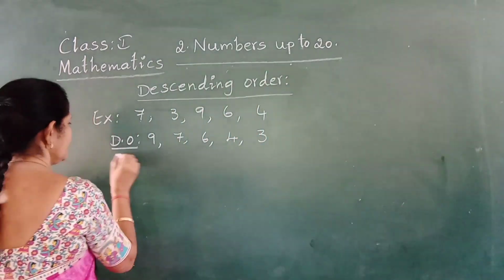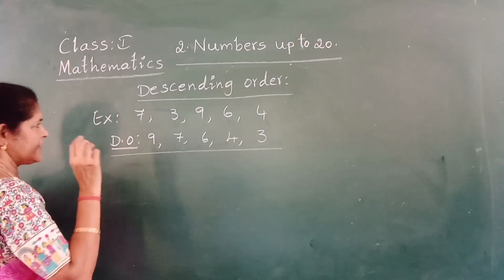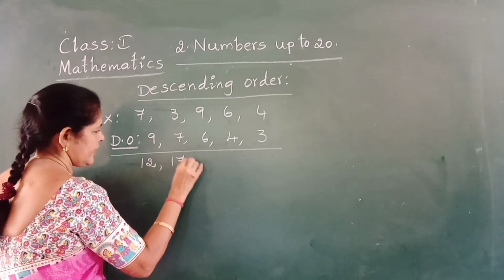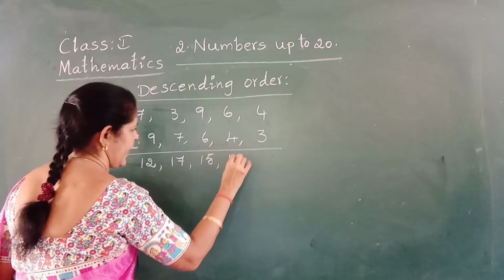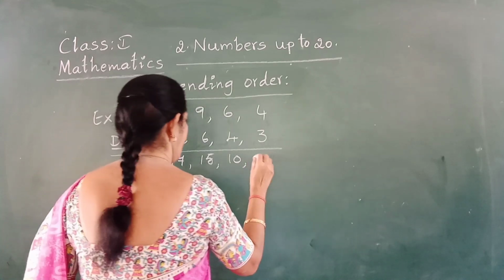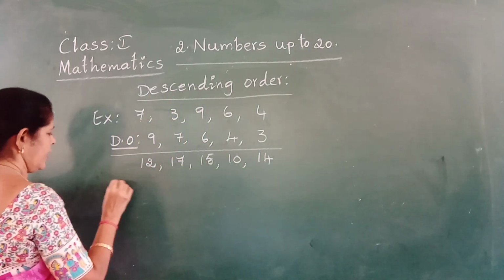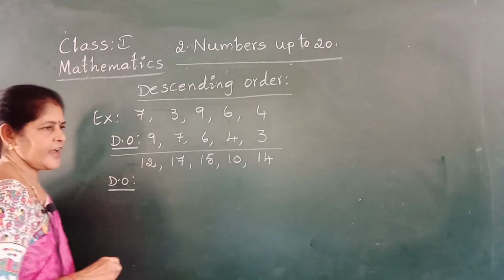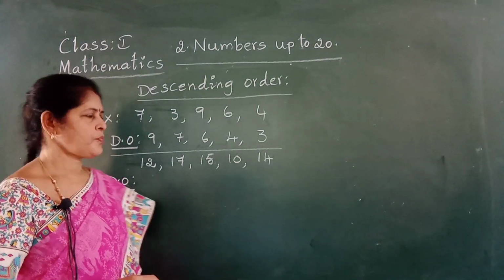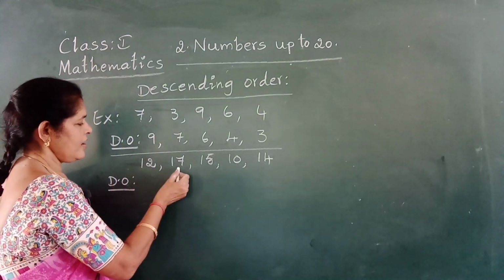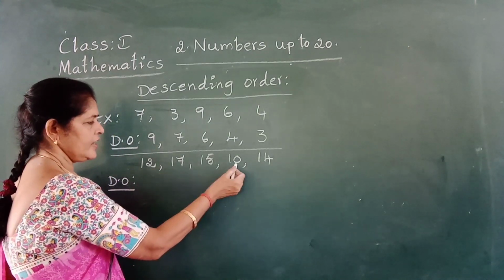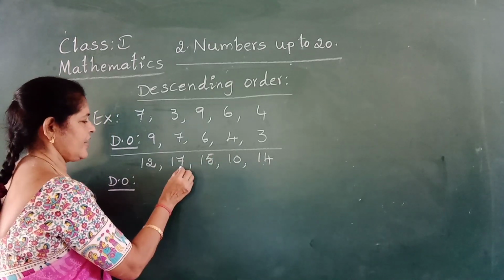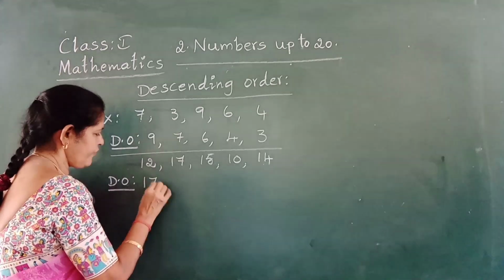Another example. Now I am going to take 2-digit numbers. 12, 17, 15, 10, 14. Arrange the given numbers in descending order. Descending order, big number to small number. Now see, 12, 17, 15, 10, 14. Which is the big number? Yes, 17 is the big, right in the first place.